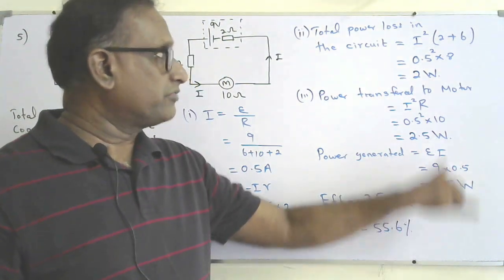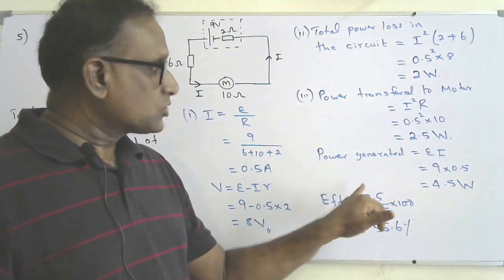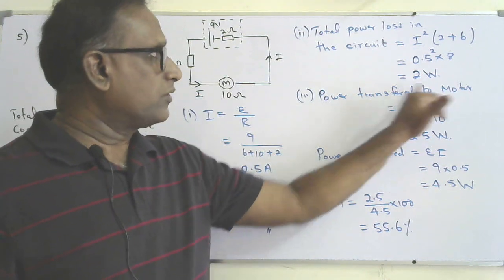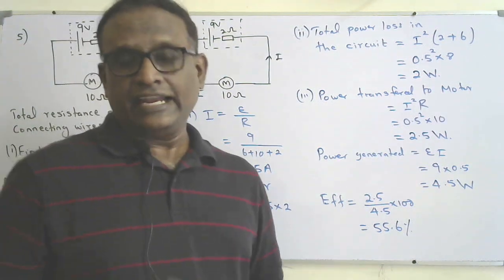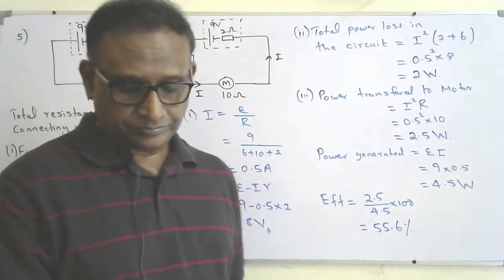So you will get 4.5 minus 2, that is 2.5. So 2.5 over 4.5. But I found the power transfer to the motor by using I squared R. Anyway, you will get the same answer.